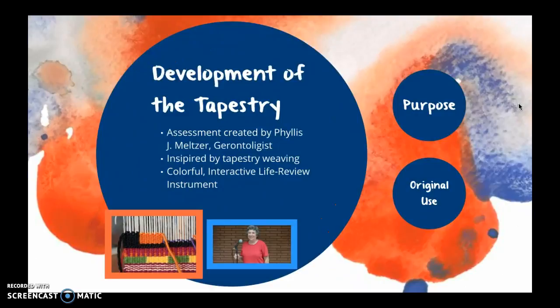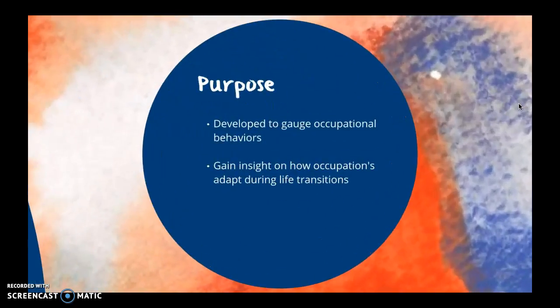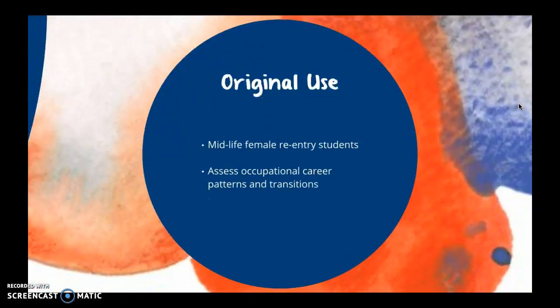Now we're going to talk about the development of the tapestry. It was an assessment created by Phyllis Meltzer. She's a gerontologist, and it was inspired by tapestry weaving and is known as a colorful, interactive life review instrument. On the bottom left, you can see an example of the weaving, and you'll see how that is similar to the assessment itself. The purpose of this is to gauge occupational behaviors and gain some insight on how occupations might adapt throughout the lifespan. Its original use was actually for midlife females re-entering higher education and kind of assessing their occupational career patterns and transitions.